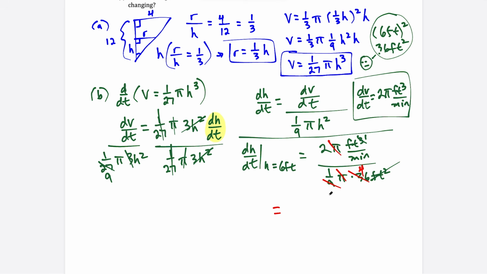So now all of this is going to be equal to, we're going to be left with 2 over 4, and then we're going to have feet per minute like this. So we have feet per minute. And now we can reduce this if we want. This is going to reduce to 1/2, and then we have feet per minute like this. So this is the rate of change of the height.